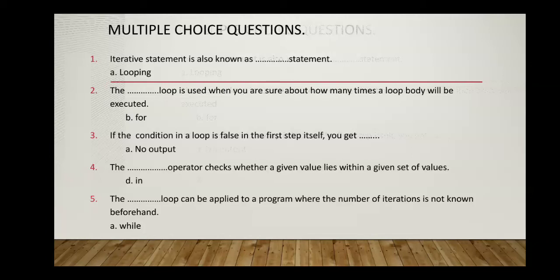For loop. If the condition in a loop is false in the first step itself, you get no output. If the condition is correct, it will give you output. If the condition is false, it won't give you any output. The dash operator checks whether a given value lies within a given set of the values: in operator. The dash loop can be applied to a program where the number of iterations is not known beforehand: while statement.